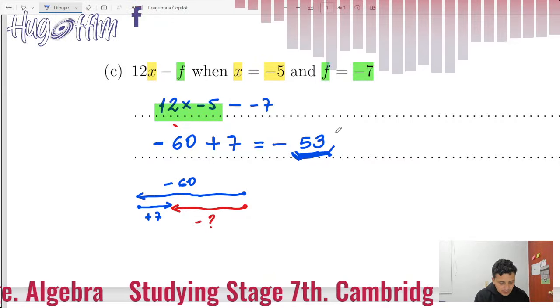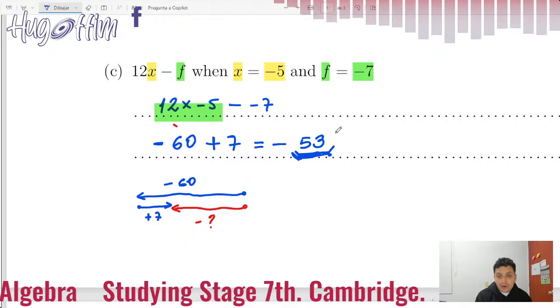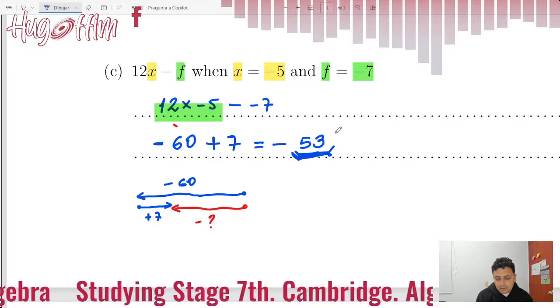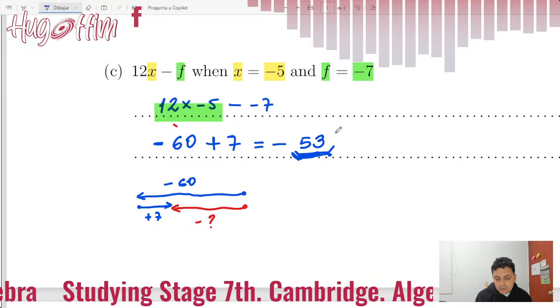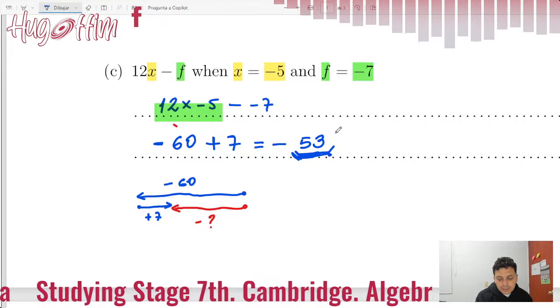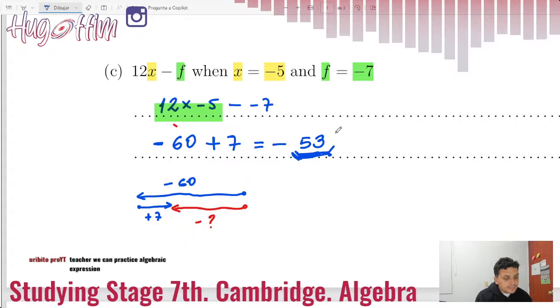Okay? So this is how it works. This is how you can work out these problems. Just substitute the variable, and if you substitute the variable, you can get to your different results. Okay.